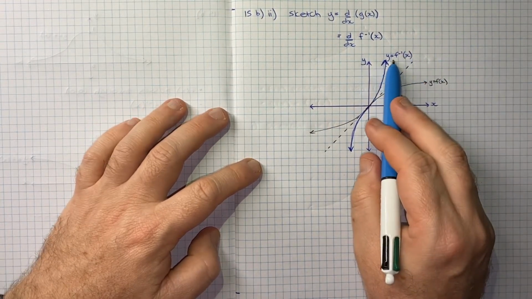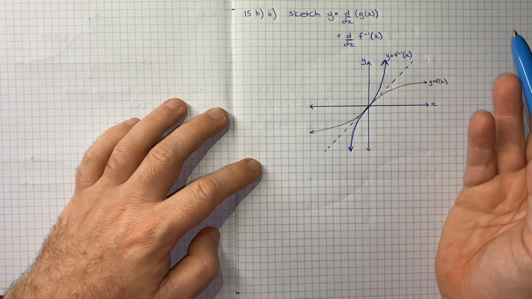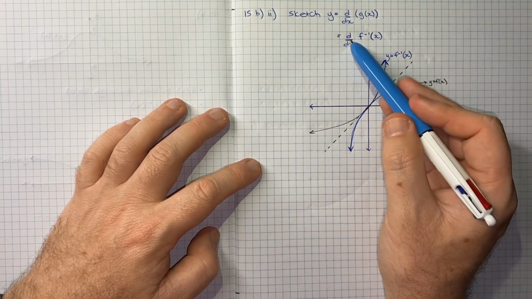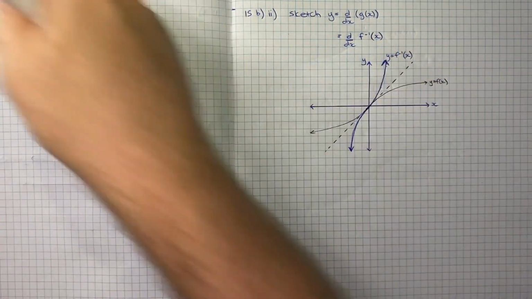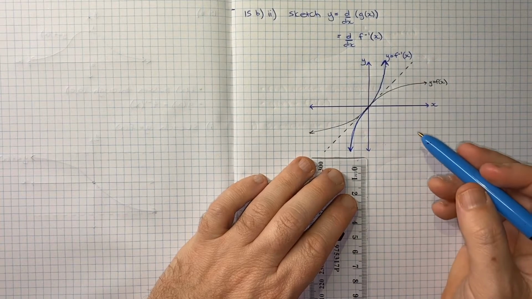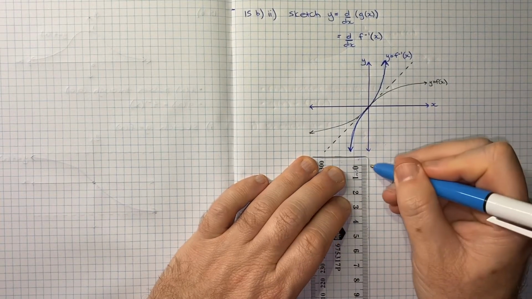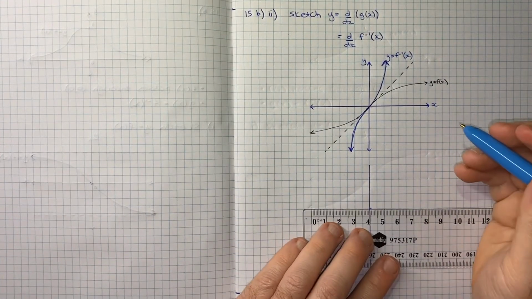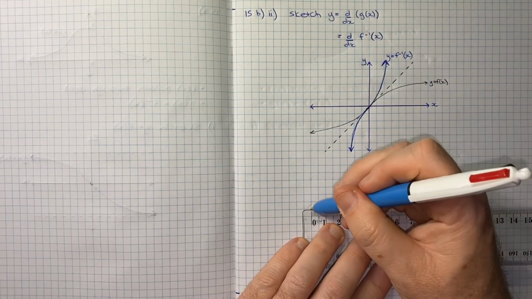And from that, we can now think, well, what will the derivative look like? Because remember, that's what we're being asked to sketch, the derivative of the inverse. So I might just draw up another axis, so that this one doesn't get too messy. So let's come down and then across.